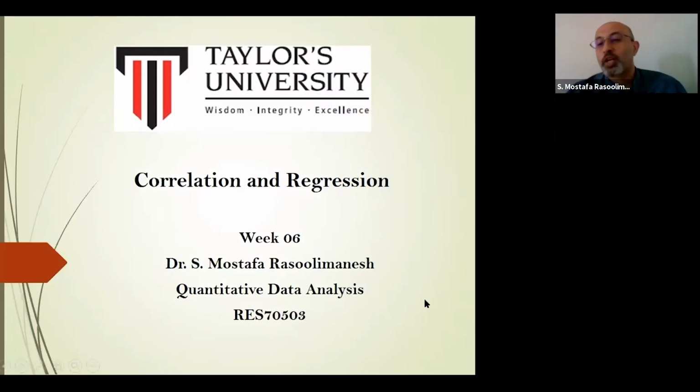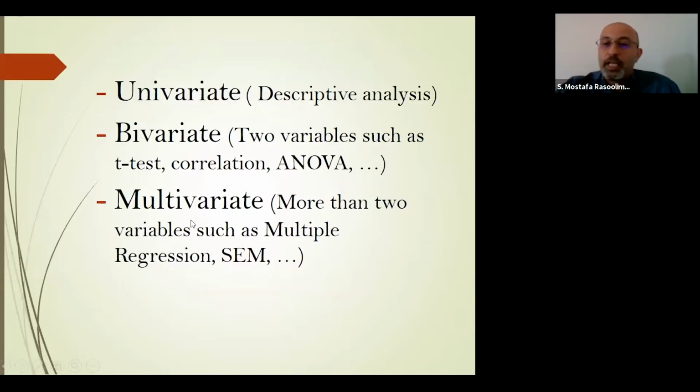Today I want to discuss correlation and regression. Correlation and regression are the two most common statistical analysis techniques, especially in the social sciences. Also in the sciences they use this approach, but it is most common in social science disciplines. Correlation is a bivariate analysis technique, because two variables are involved in the analysis, right?